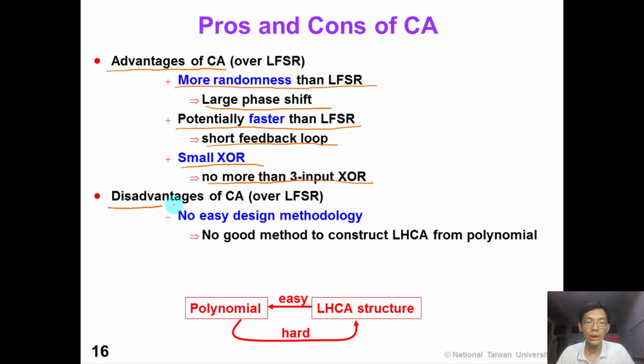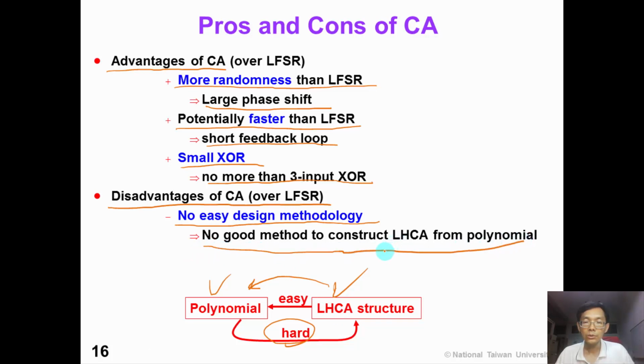However, there is one major disadvantage of cellular automata. The problem is that we do not have an easy design methodology to define an LHCA structure. As we have shown in our previous example, given an LHCA structure, we can find out its primitive polynomial. However, given a primitive polynomial, it's very difficult to draw the structure of the linear hybrid cellular automata. So far, there is no good methodology to construct cellular automata from the polynomial.